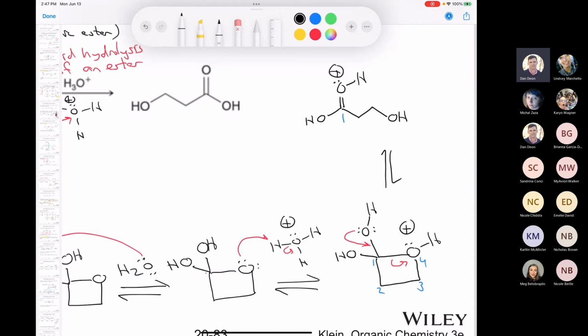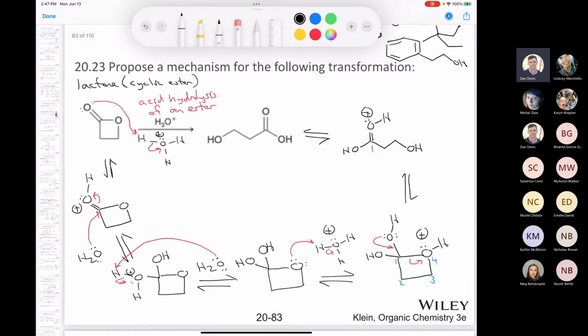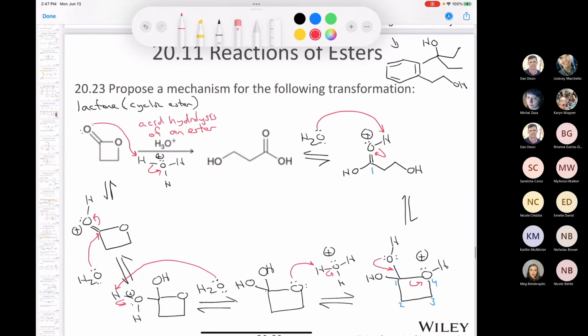Well, you can see what the rest of the mechanism is. The rest is just taking a water molecule and regenerating the acid catalyst. And there you have it, my friends. That's the entire mechanism for the hydrolysis of an ester. Again, a cyclic ester is called a lactone in acid. Interesting mechanism, but I'll just remind you, and I told you this before, know this mechanism, very important mechanism.